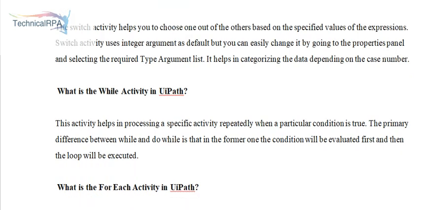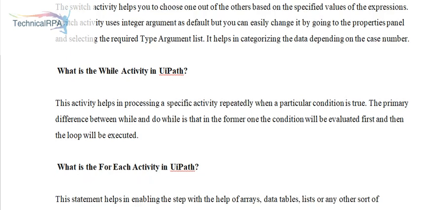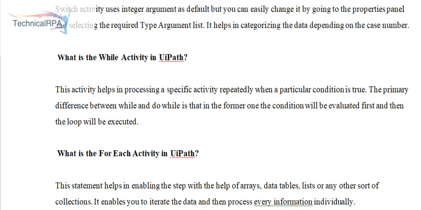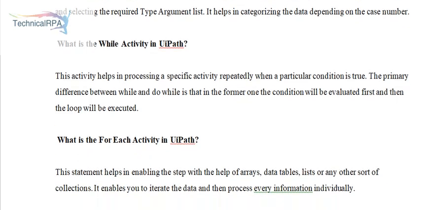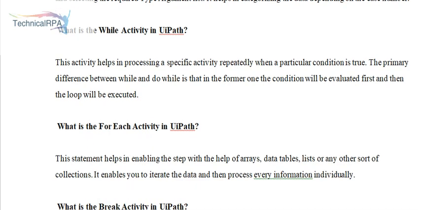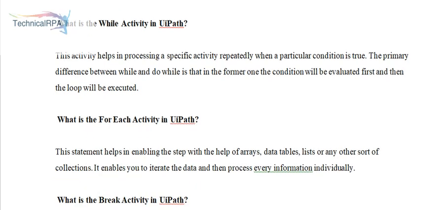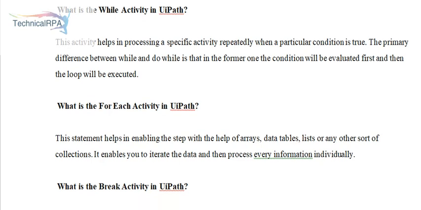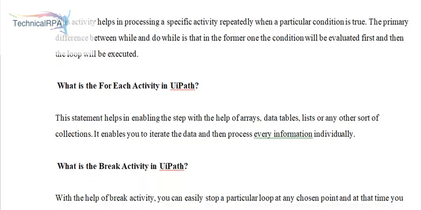What is the while activity in UiPath? This activity helps in processing a specific activity repeatedly when a particular condition is true. The primary difference between while and do while is that in the former one the condition will be evaluated first and then the loop will be executed.